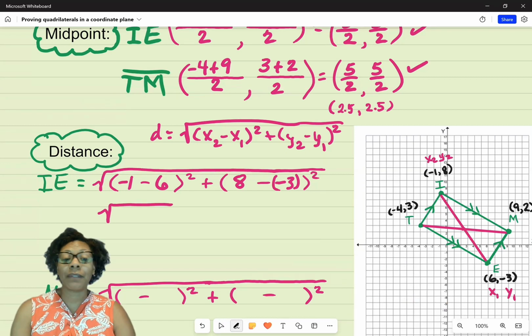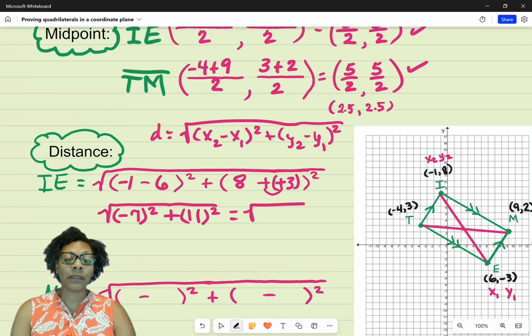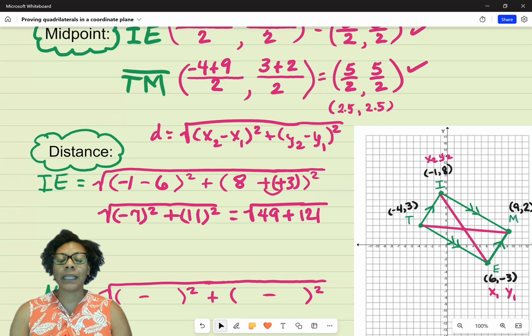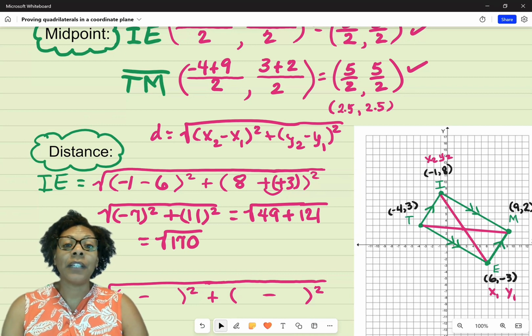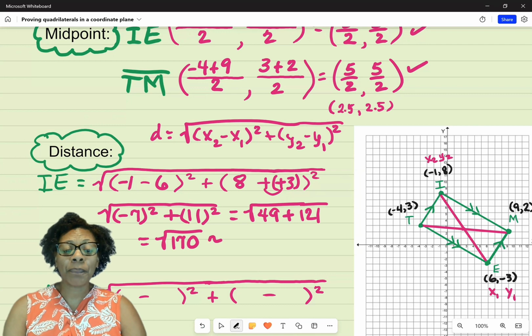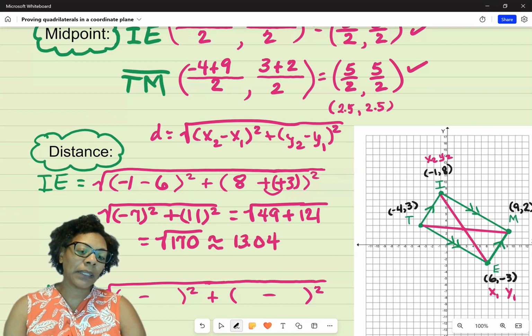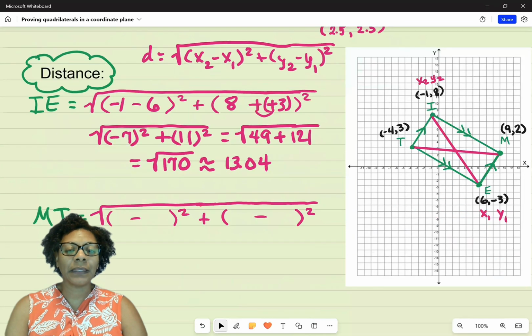Once I simplify, I have negative 7 squared plus 8 plus 3 squared, which is 11 squared. I can further simplify. Negative 7 times negative 7 is 49. And then 11 times 11 is 121. That's what squared means. Just take the number and multiply it times itself. And now I want to further simplify by adding. The square root of 49 plus 121 is the square root of 170. If I were to change this to decimal form, this would be approximately 13.04.